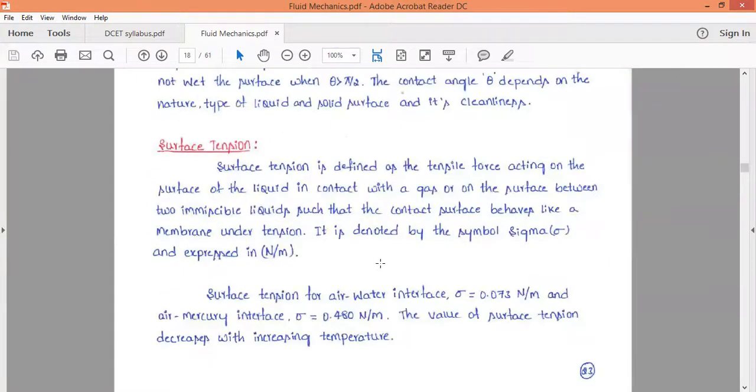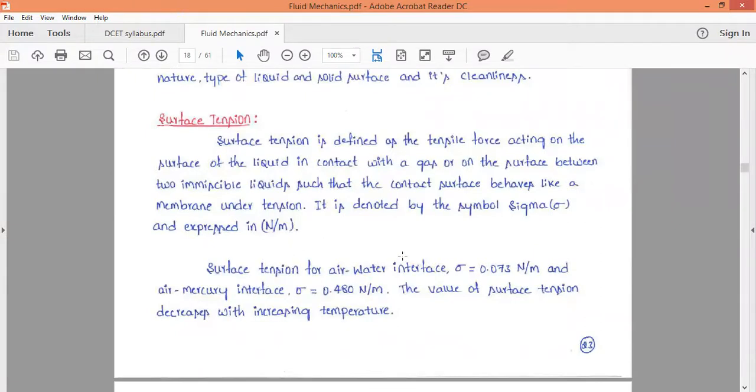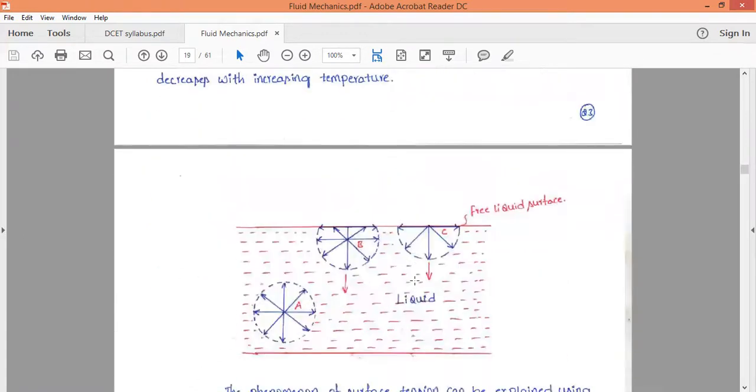Next property is the surface tension. The surface tension is defined as the tensile force acting on the surface of the liquid in contact with the gas, or on the surface between two immiscible liquids, such that the contact surface behaves like a membrane under tension. The value of surface tension for an air-water interface is 0.073 Newton per meter, and for an air-mercury interface is 0.48 Newton per meter.